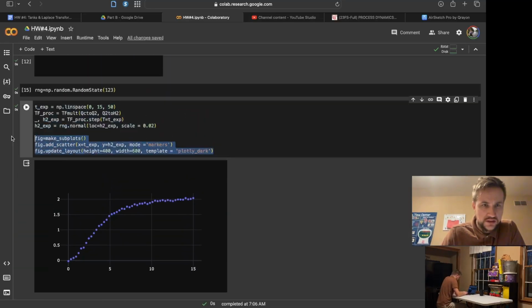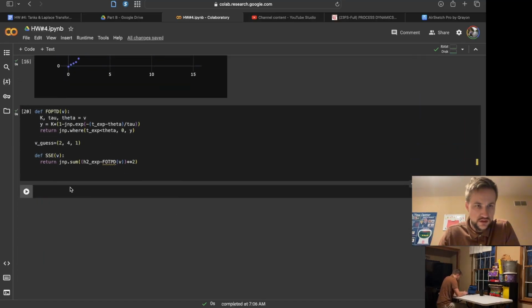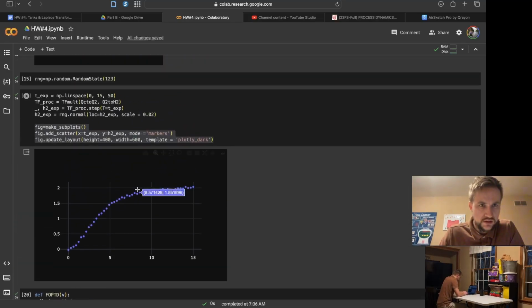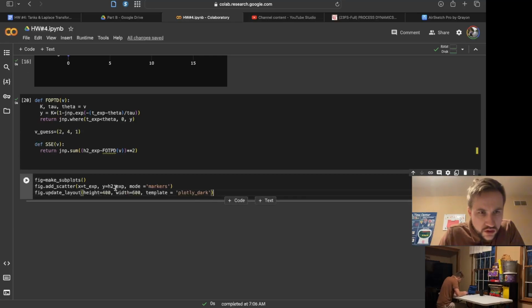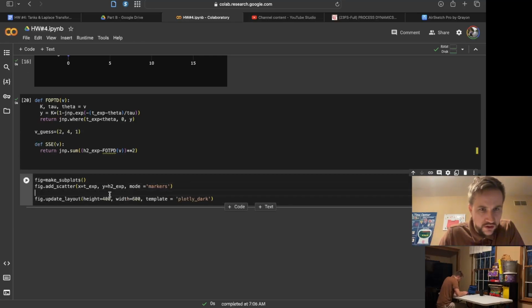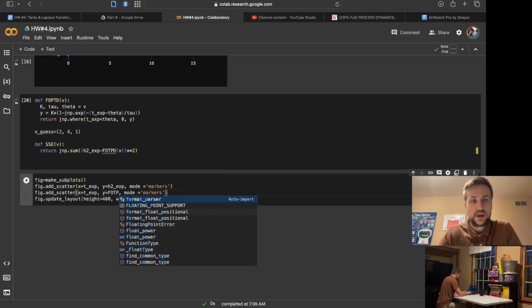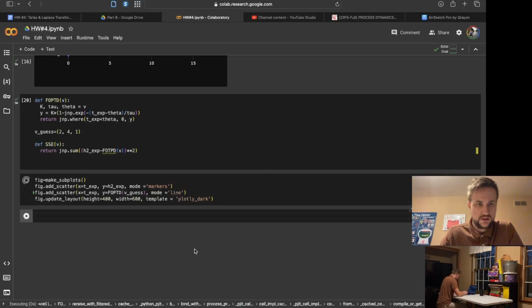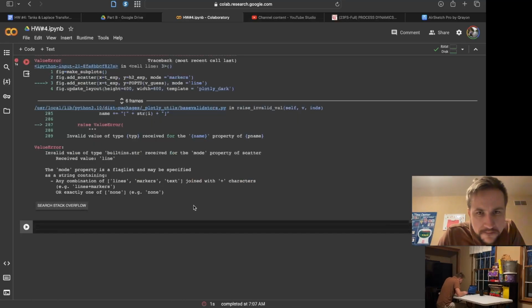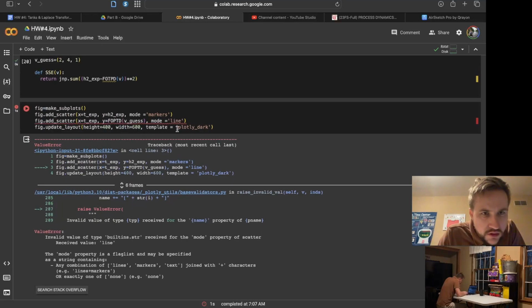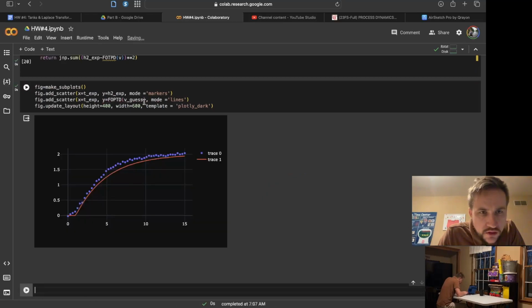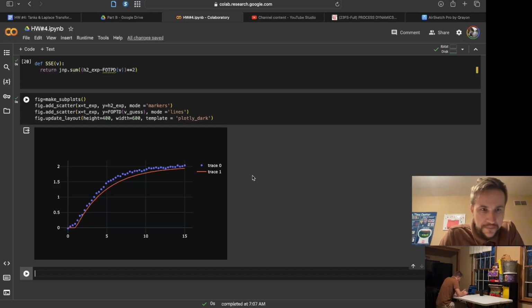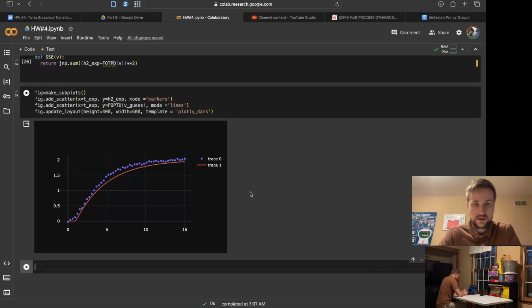Now we need to go ahead and plot this out and see how it fits the data. And let's see here. So we've got our mode. I'm going to add scatter here of FOPTD, our vguess. Our mode now is going to be lines, since this is the model that we're fitting. So here's our initial guess. It wasn't terrible, but you can see that it can definitely be improved upon.